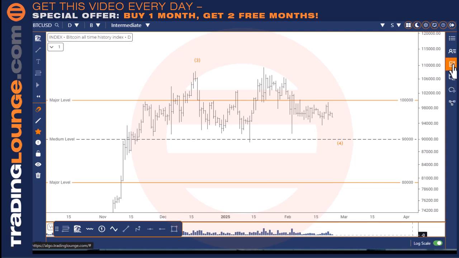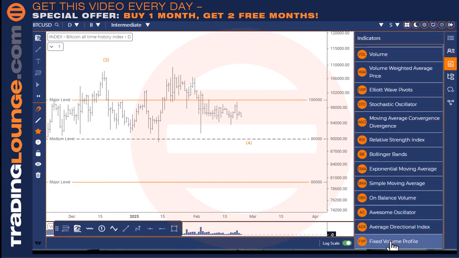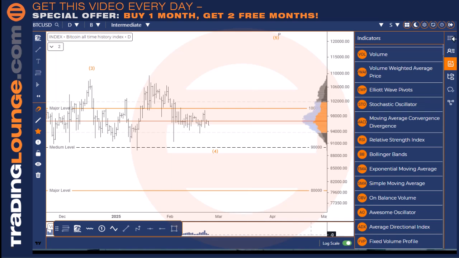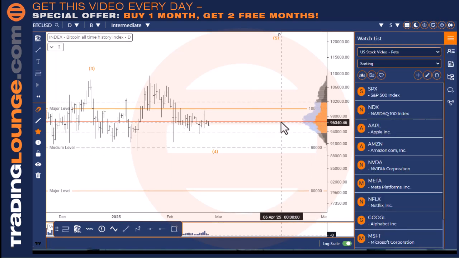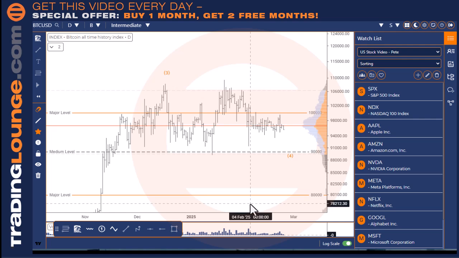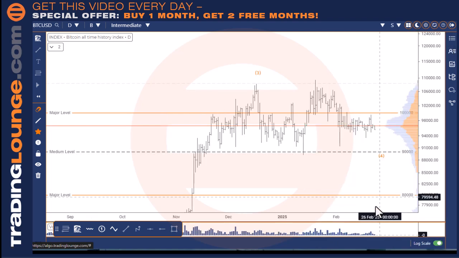Where are the indicators here? See, this orange line here, that's the point of control in terms of the volume. So we're under that at the moment. So that's important at that point. So it's not on the strong side at this stage.